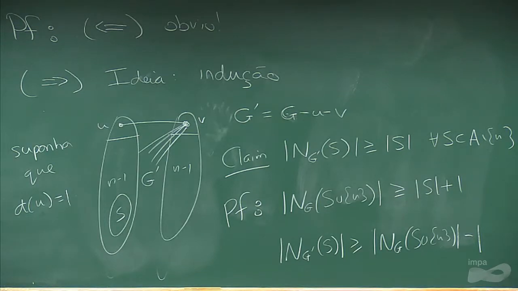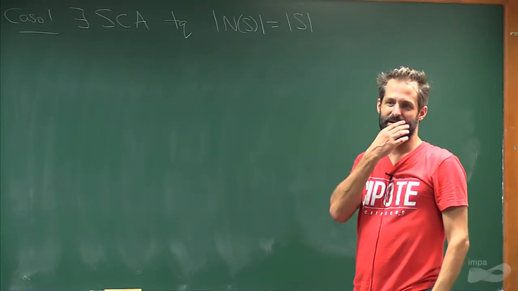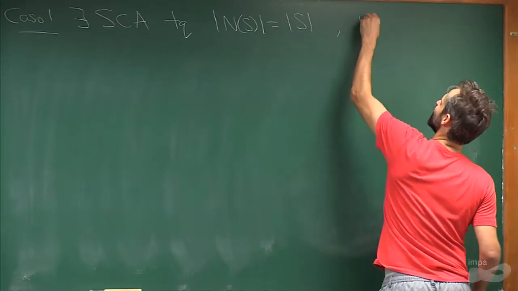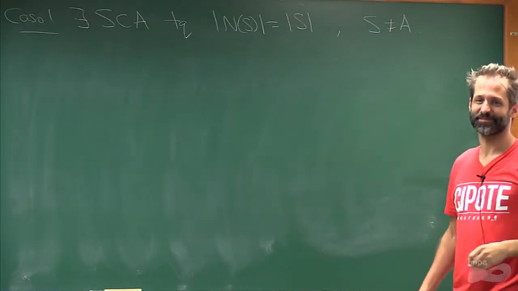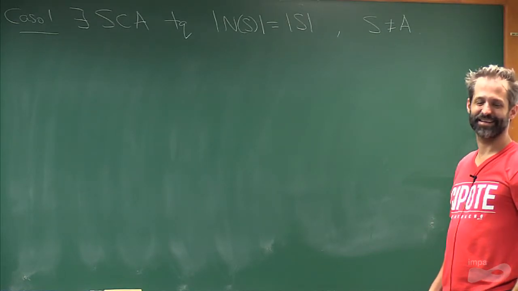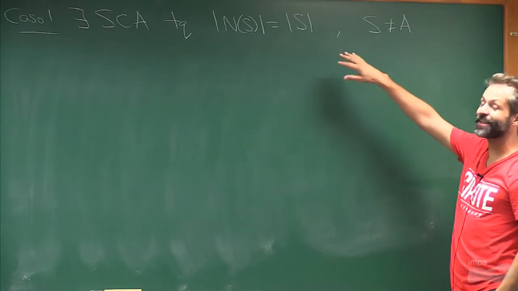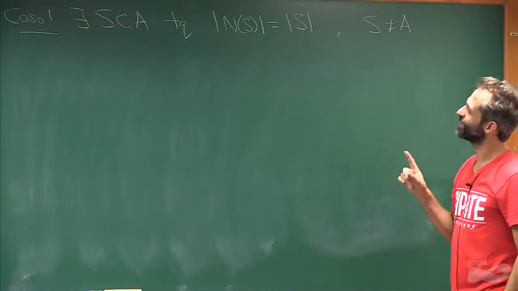So case 1, let's suppose there exists S in A such that the size of the neighborhood equals the size of the set, and it's not equal to A. Yes. Otherwise, not going to take us very far. Right, this is a minimal set. It is a minimal set, but it better have this property. Yes. Okay, so what do we do in this case?